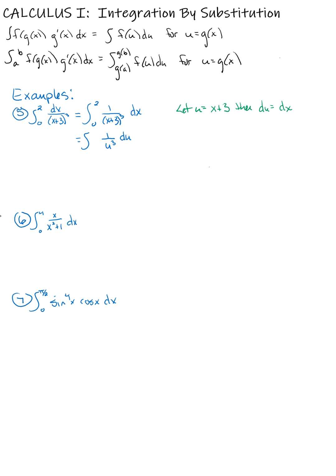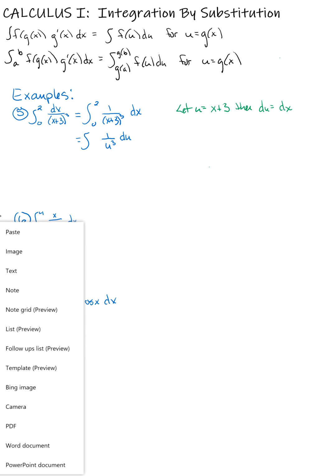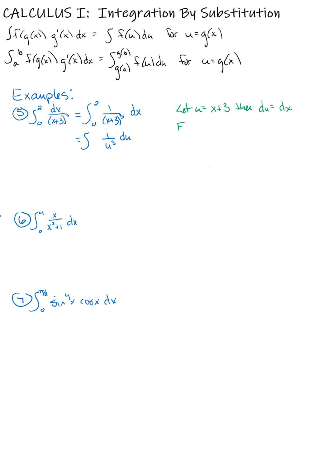Now, the one thing I do need to worry about here is my limits of integration. Notice I've got x values of 0 and 2, and I need to change those to u values. So for x equal to 0, what is u? Well, u is x plus 3, so that's 0 plus 3, which gives us just 3. So instead of 0 as my lower limit of integration, I have 3.